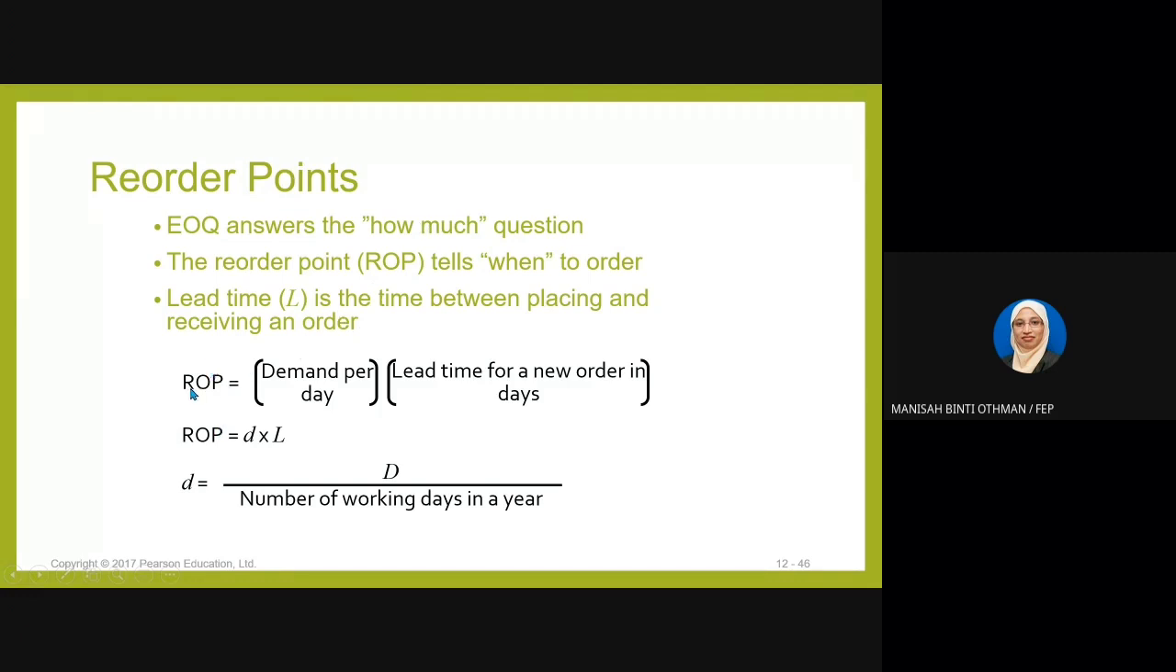To calculate the reorder point, ROP, you have to identify the demand per day. How can you get the demand per day? Annual demand divided by the number of working days in a year. If the number of working days in a year is not mentioned, just divide by 365, where we consider that they work every day of the year. If there is no information in that particular problem, just divide by 365. Then demand per day is multiplied by the lead time for a new order.